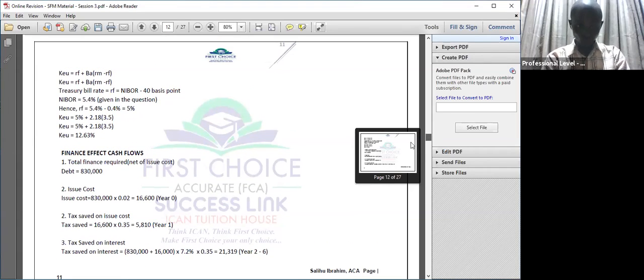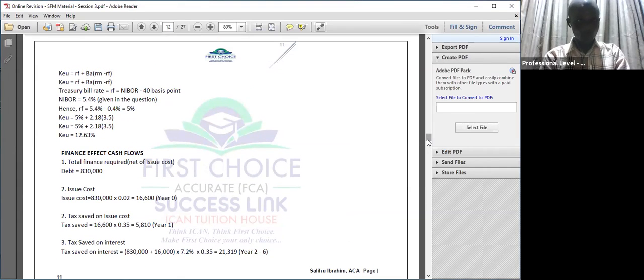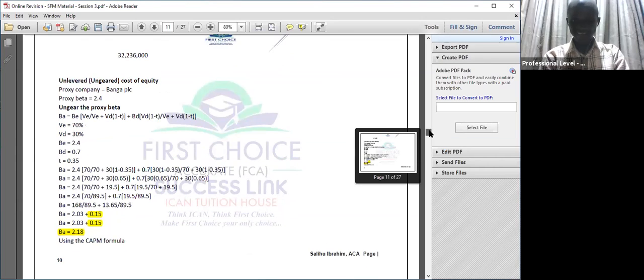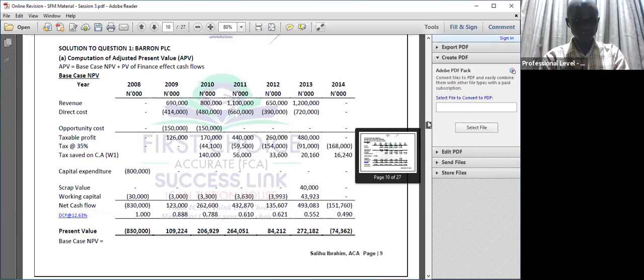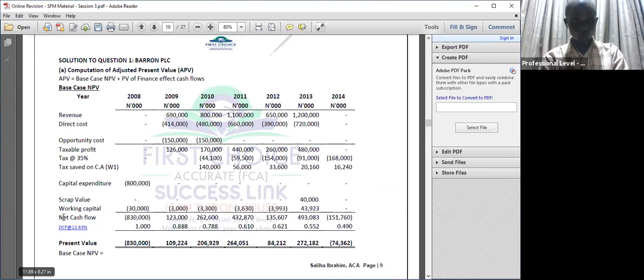Okay, thank you. Now, we have gotten our 12%. Please discard this 12.63. We have gotten 12% now, because the beta we are supposed to use is 2.03. Now, that is what you need to discount the base case net cash flow. This is the base case net cash flow.